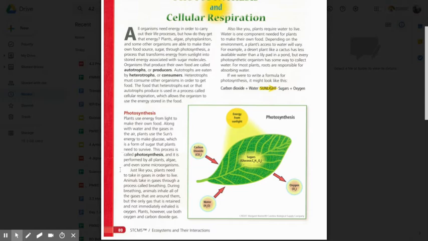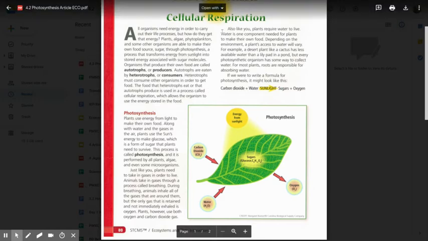Just like you, plants need to take in gases in order to live. Animals take in gases through a process called breathing. During breathing, animals inhale all of the gases that are around them, but the only gas that is retained and not immediately exhaled is oxygen. Plants, however, use both oxygen and carbon dioxide gas.